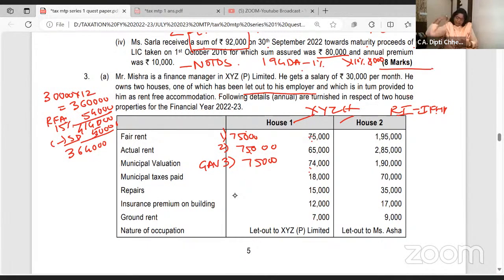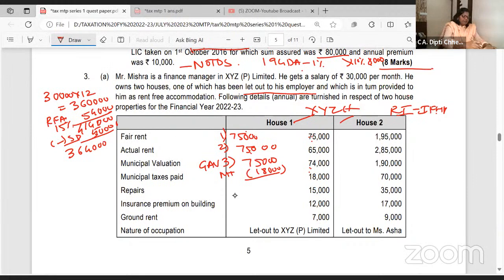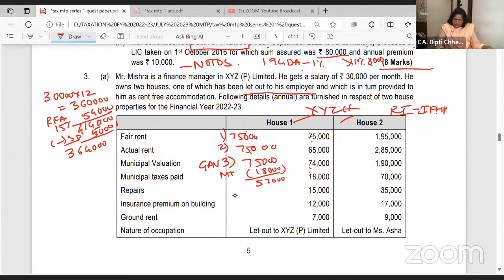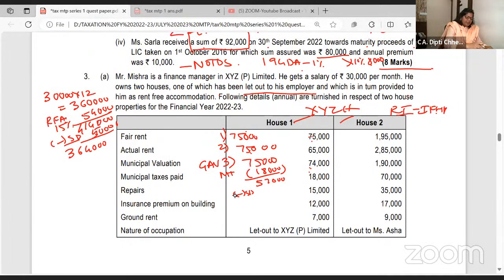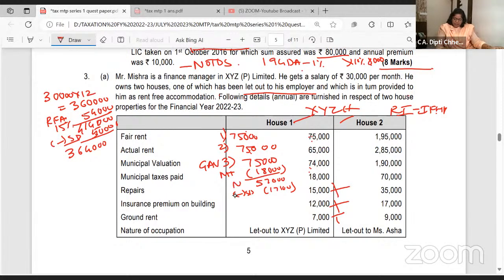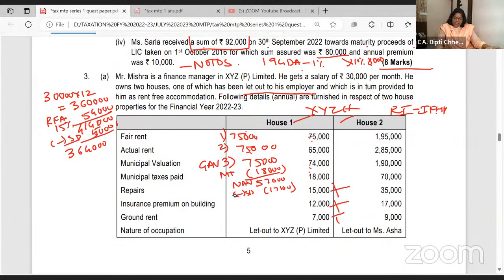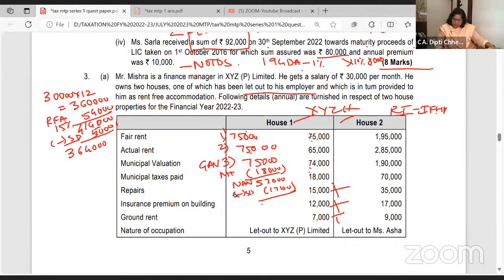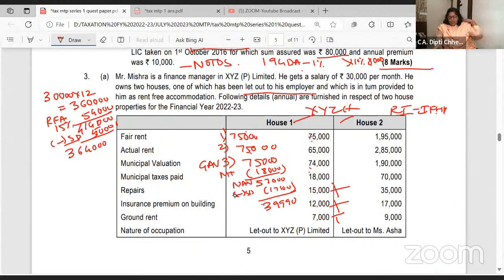That is 75,000. Now the municipal tax paid is 18,000. 75,000 minus 18,000 is 57,000. Standard deduction 30% is 17,100. Will you take any deduction for repairs, insurance, ground rent? No. For all this, from the NAV, net annual value, standard deduction is allowed. And interest is not there. So what is the taxable value? 39,900.